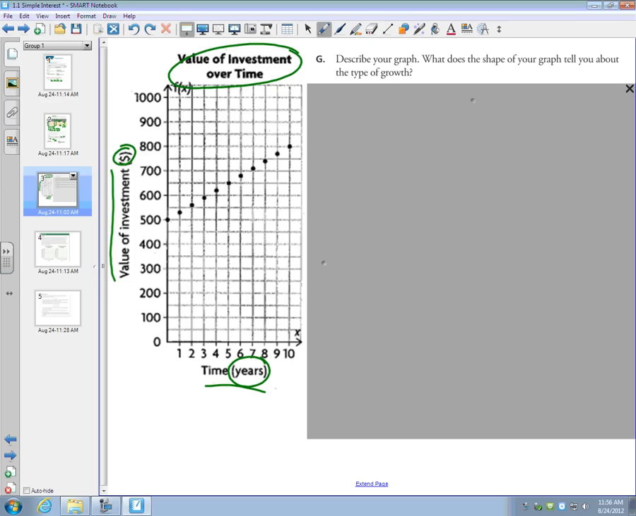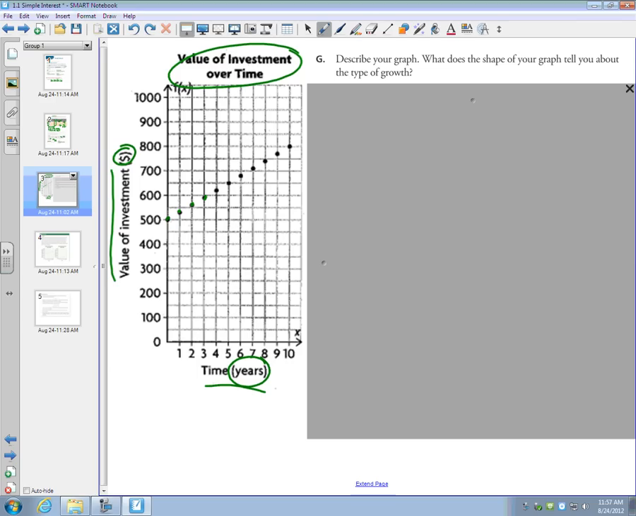You'll notice also that it's discrete, okay? It's not continuous. We don't know the values in between, and actually there are no values in between because you don't get your interest until the end of the year. Halfway through the year, you don't get $15. Okay, it's just at the end of each year.